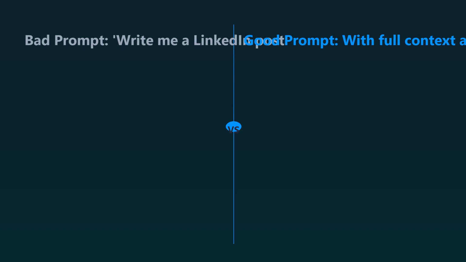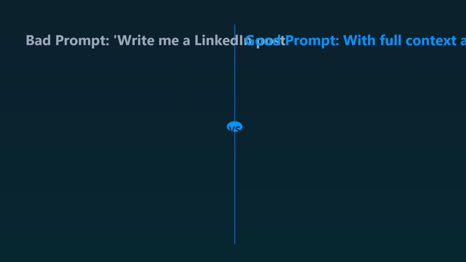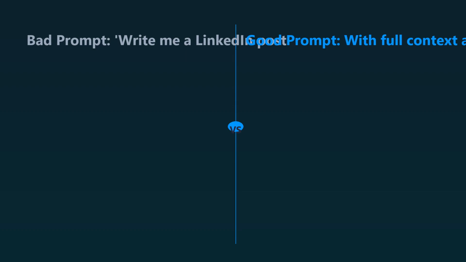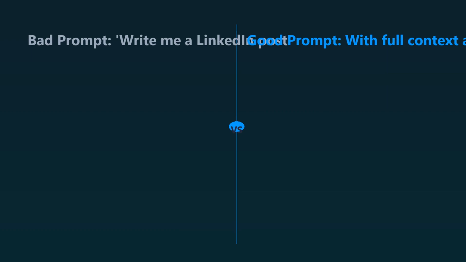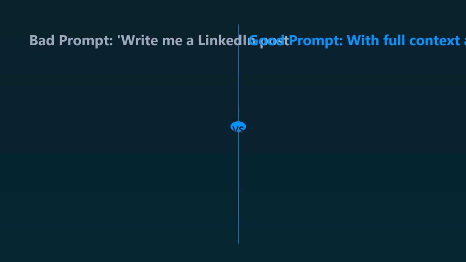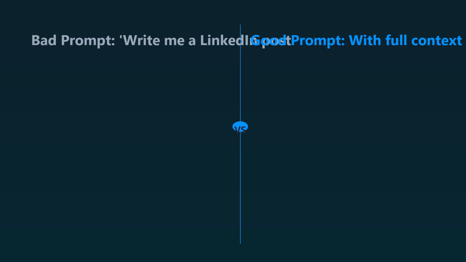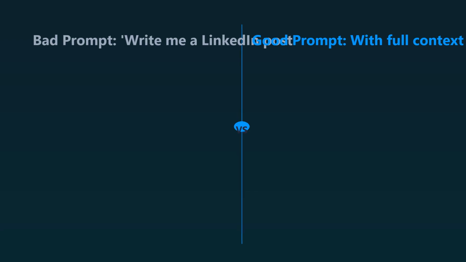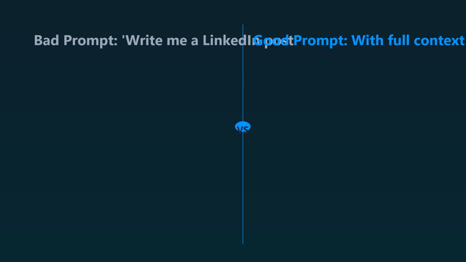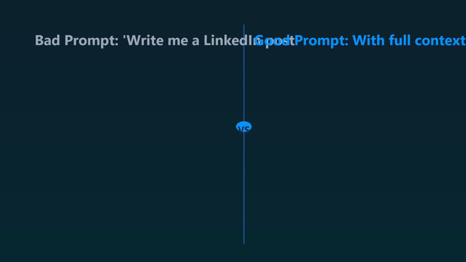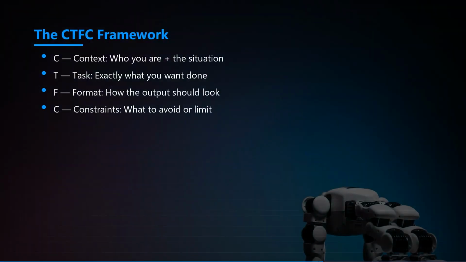Task, write a LinkedIn post announcing that we just completed our 200th project. Format, 2 short paragraphs, conversational tone, end with a question to drive comments. Constraints, no hashtags, no exclamation points, keep it humble and authentic. The result reads like a real human wrote it, because you gave it a real human's perspective. That is the whole game. The more specific you are about who you are and what you want, the more the AI can actually sound like you. Let me break down the framework properly now that you have seen it in action.